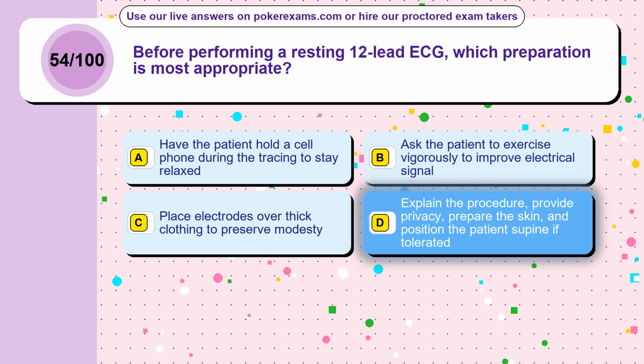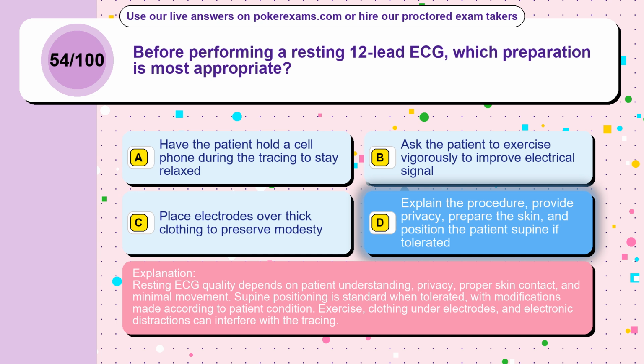The correct answer is option D. Explain the procedure, provide privacy, prepare the skin, and position the patient supine if tolerated. Resting ECG quality depends on patient understanding, privacy, proper skin contact, and minimal movement. Supine positioning is standard when tolerated, with modifications made according to patient condition. Exercise, clothing under electrodes, and electronic distractions can interfere with the tracing.